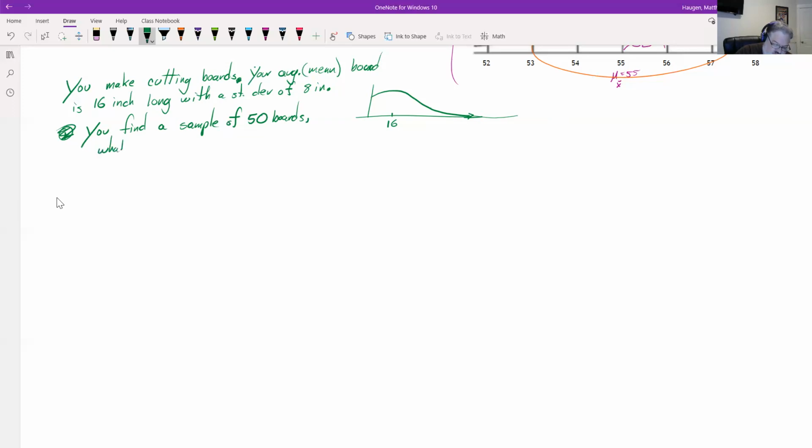What is the probability, if they're randomly selected from your pile of cutting boards, that the mean or the average board is longer than, let's say, 20 inches?